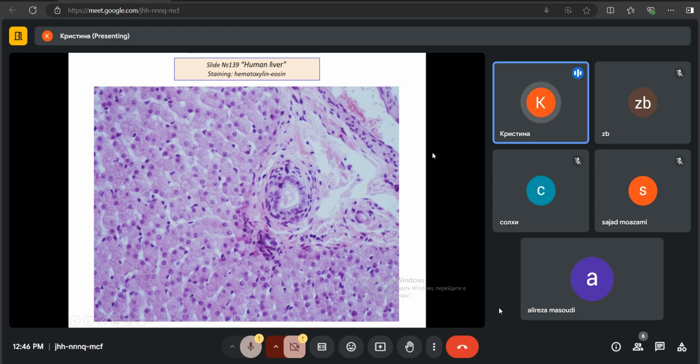Another example of the triad, this is the duct because of the shape of the nuclei here. This can be the artery, but very small, and this should be the vein, because it is the largest element here.